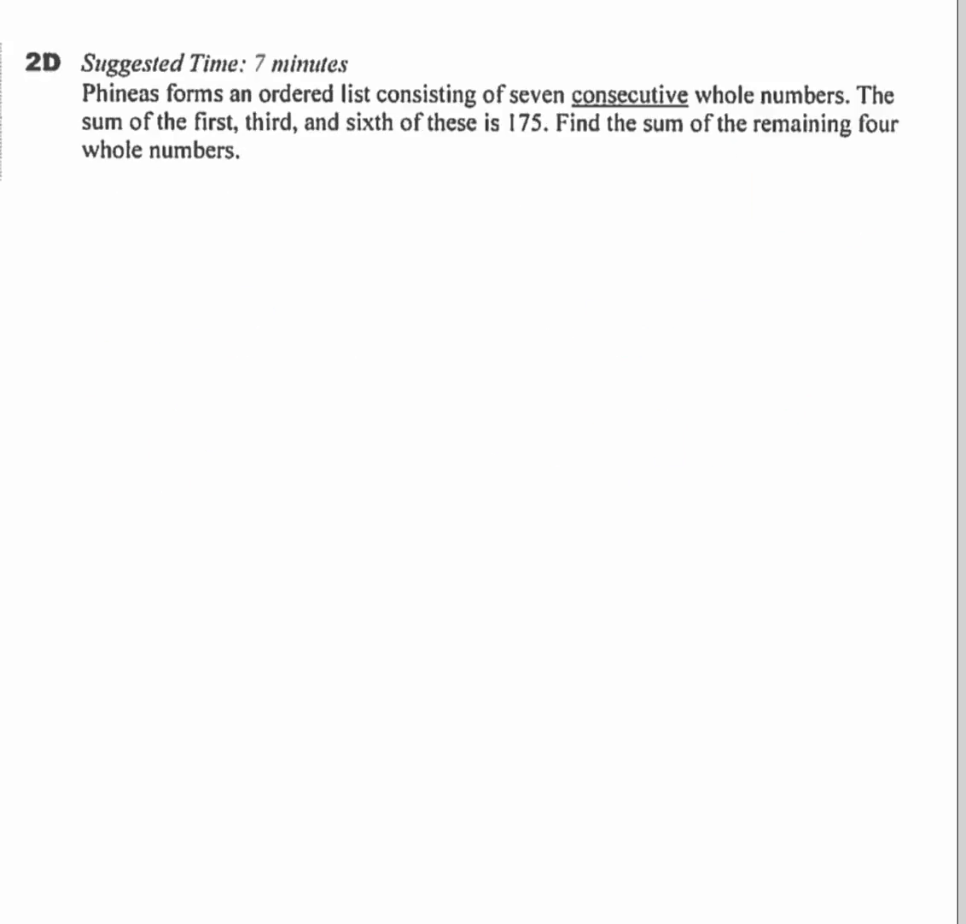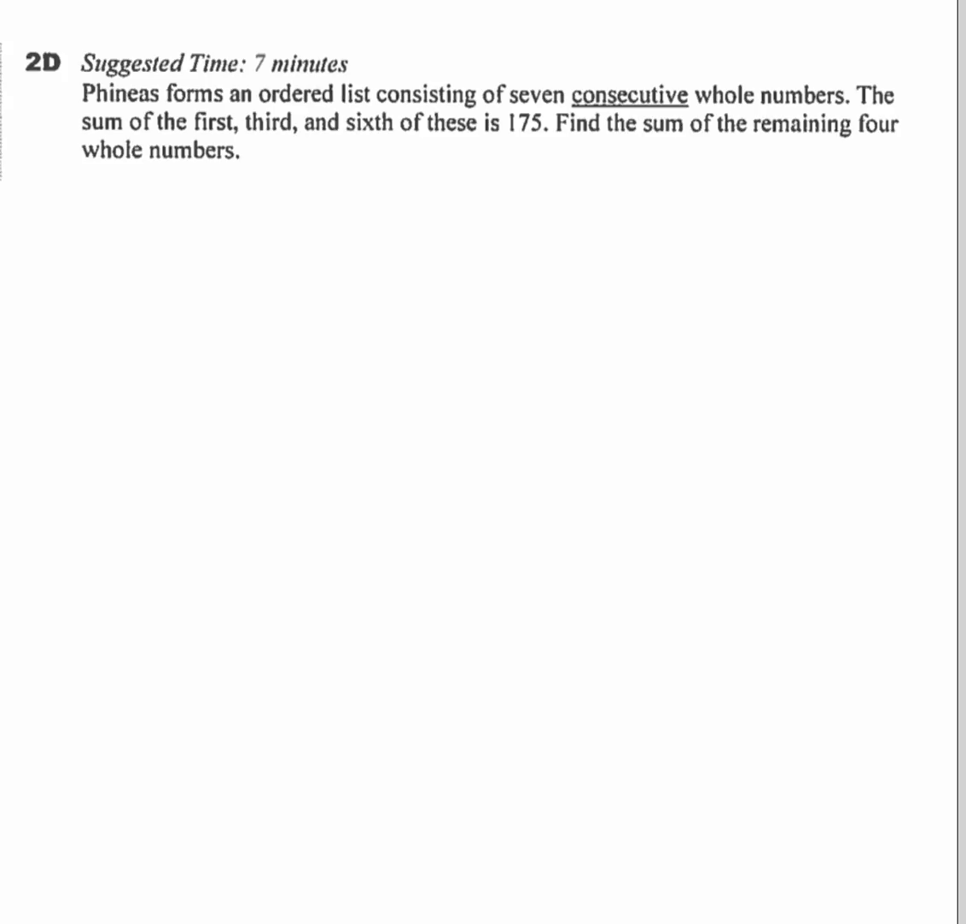So this one here, you have to understand what 7 consecutive whole numbers means. It means numbers in a row, like 5, 6, 7, 8. Those are consecutive whole numbers. So this one here tells you that you have 7 numbers that are consecutive in a row, and when you add the first, the third, and the sixth, you get 175. That just gives you a hint as to where to start trying.